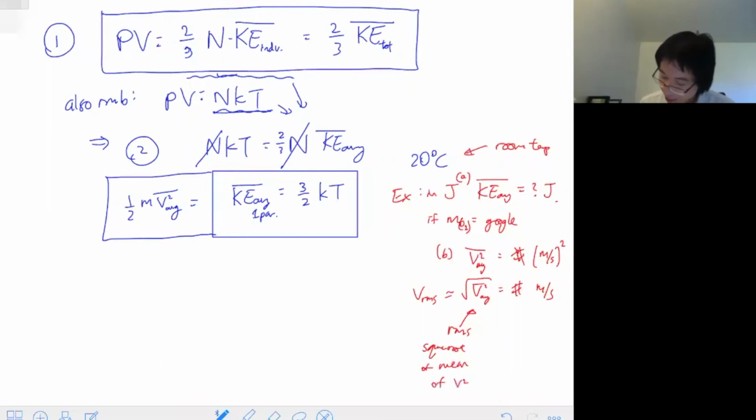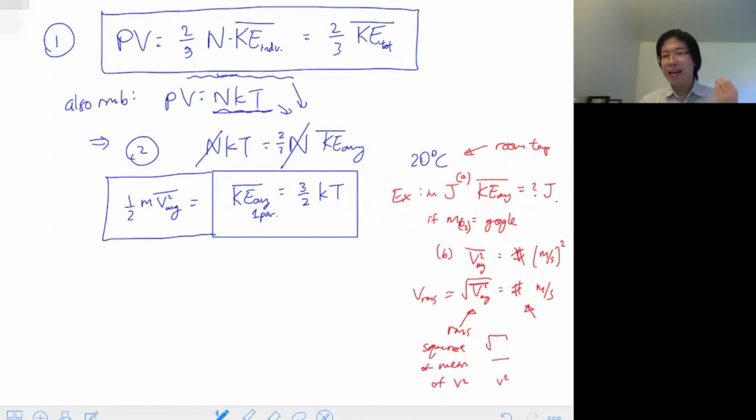Let's read that one more time: the square root of the mean of v squared. If you look at the symbol, that's what it means. Root mean square: the square root of the mean value, the average value, of v squares. So make sure this bar goes above the squares. Okay, so yeah, you can find that out.